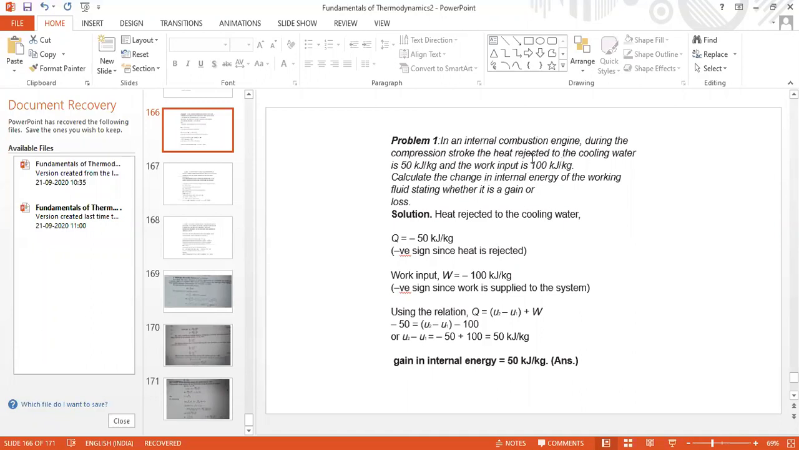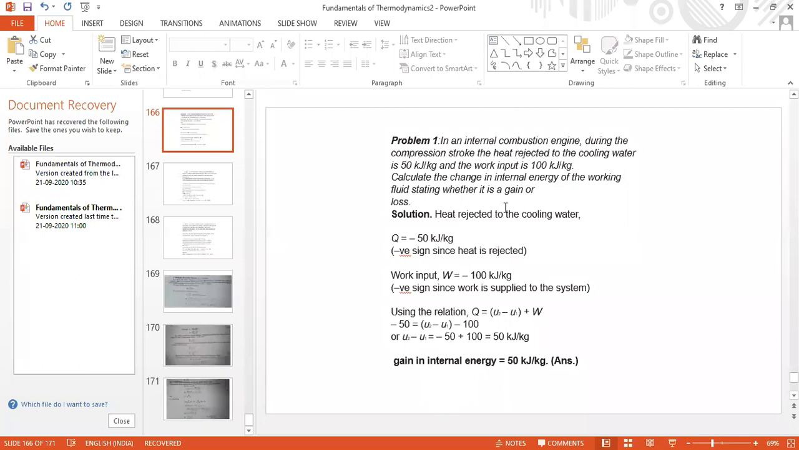We will see in the later stages, maybe in the second semester. So here what is given? Heat rejected to the cooling water is given. That means Q rejected. And work input is given. Calculate the change in internal energy of the working fluid, whether it is a gain or loss. A very fundamental problem taken.